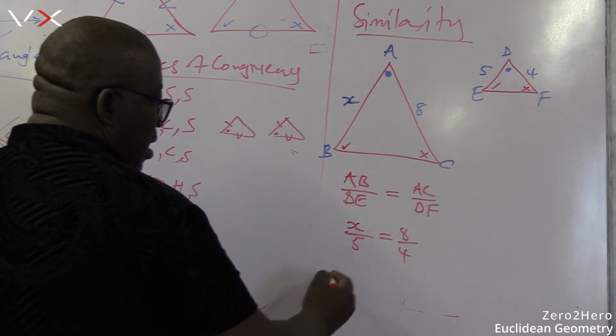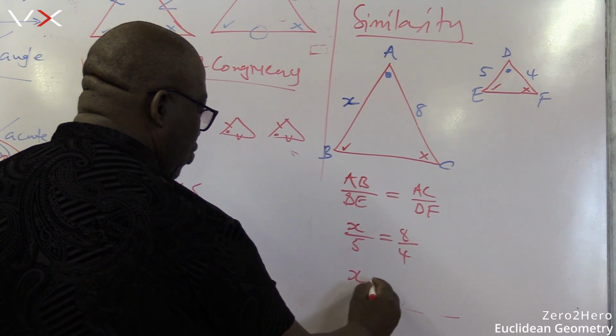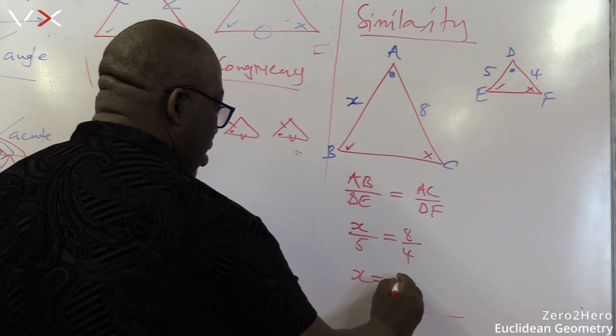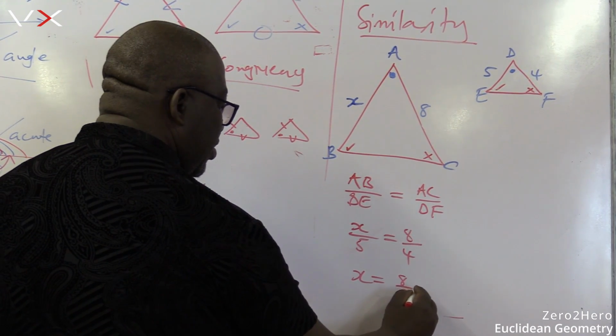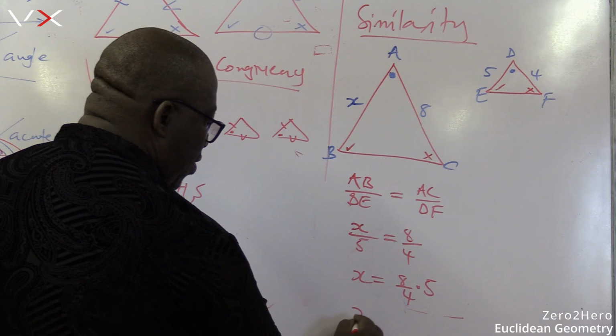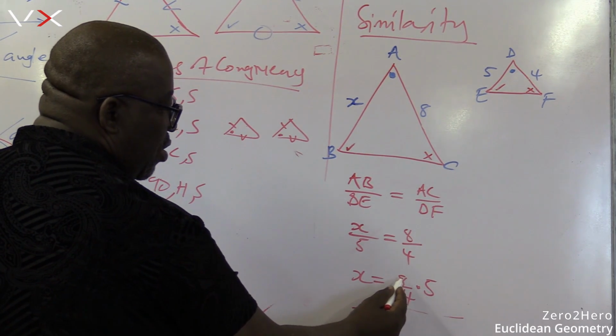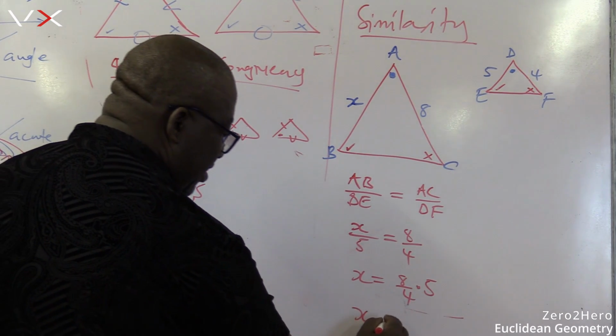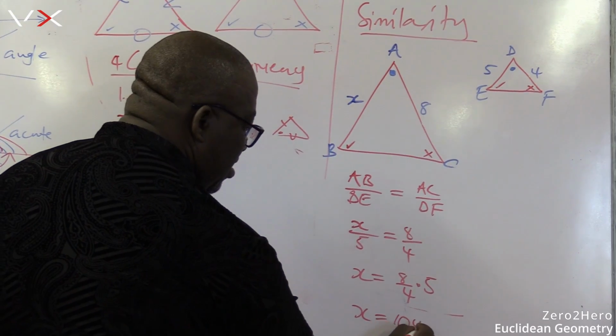You cross multiply. So x will be equal to 8 over 4 times 5. What is 8 over 4? 4 into 8 goes 2 times. What is 2 times 5? It is 10. So x is 10 units.